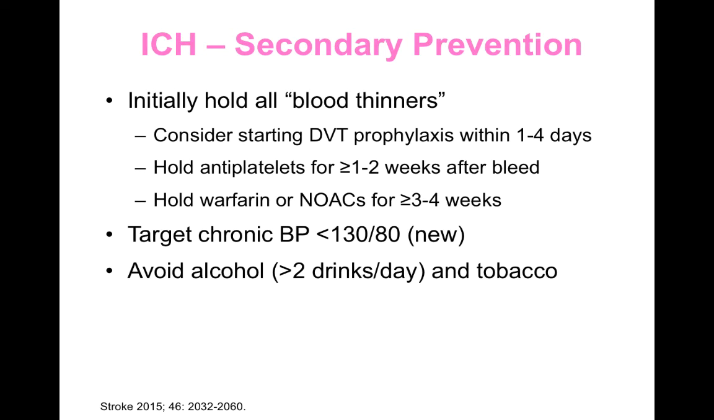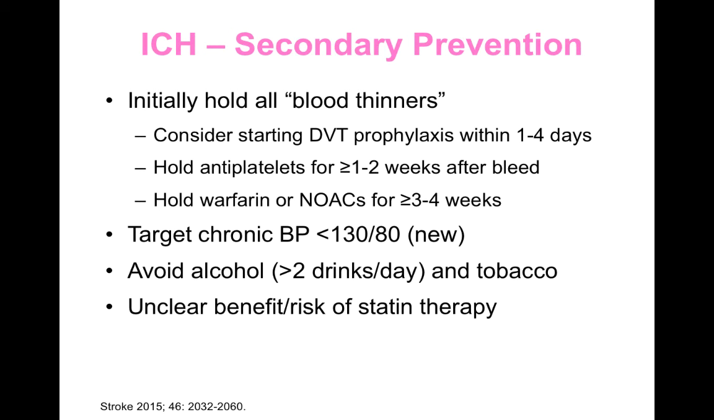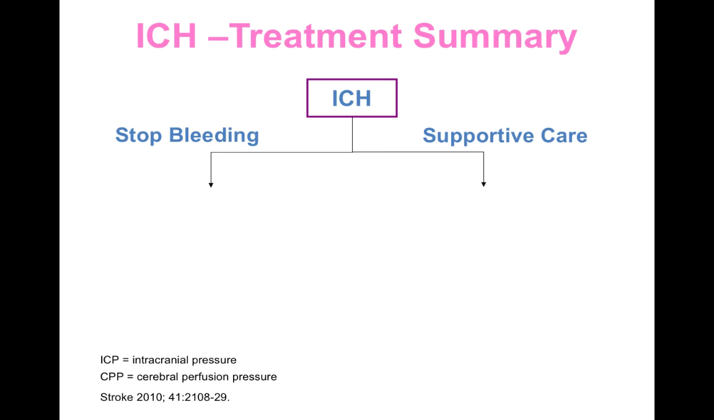Other lifestyle changes that have been linked to risk factors for ICH are again trying to minimize alcohol and tobacco use. Statins we saw was a big recommendation for ischemic stroke for preventing stroke recurrence, but in intracranial hemorrhage, there hasn't been a clear benefit or risk. So if patients have other indications for statins, it's fine to use, but for ICH alone, there's not a lot of evidence to say that it's useful for preventing recurrence.